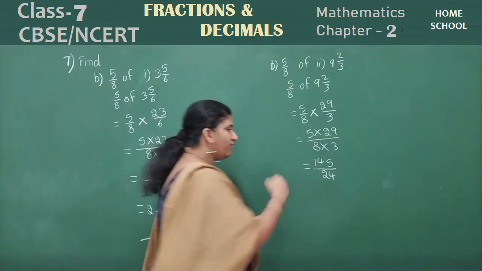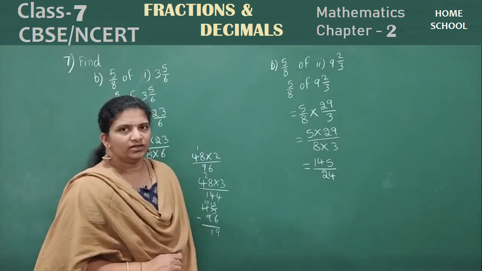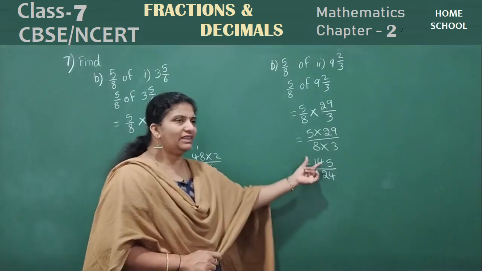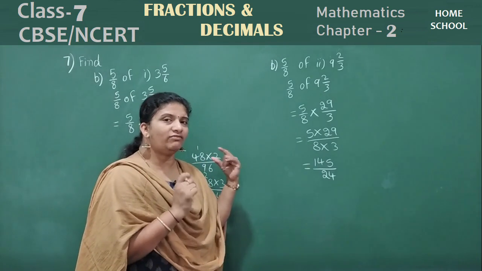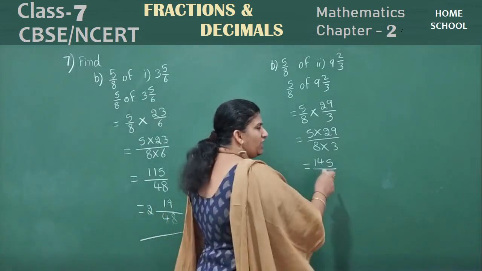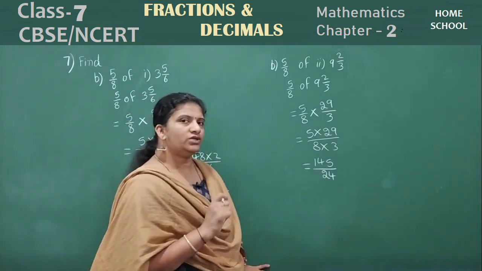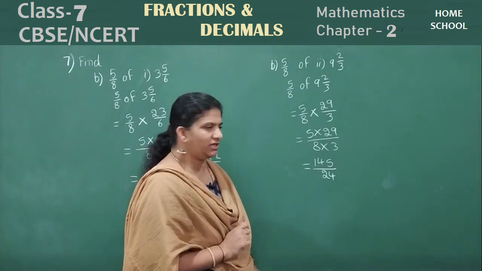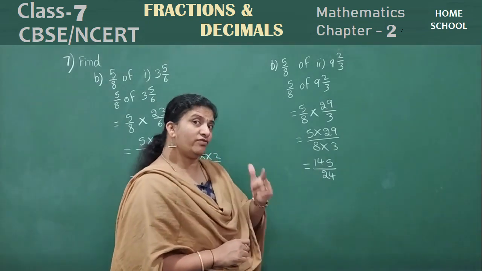24. So now again you need to convert here. Same method. This is lengthy, right? Same, you have to guess the number. How? 24 ones are 24. 24 twos are also small. So let me go with 24 fives.